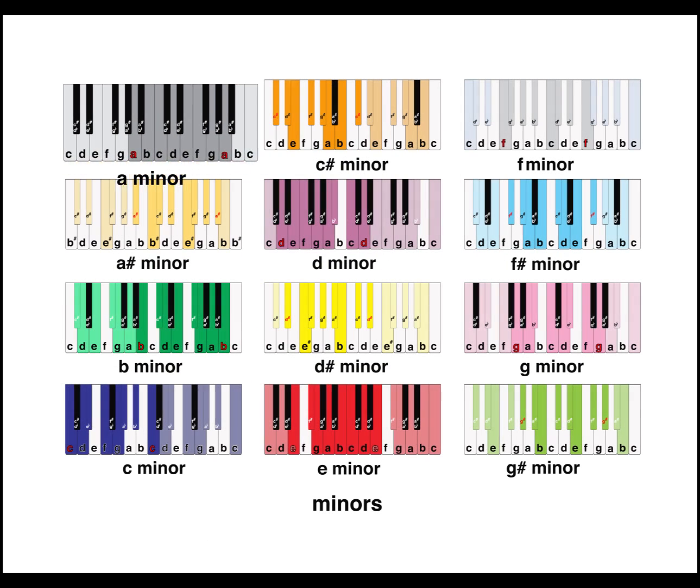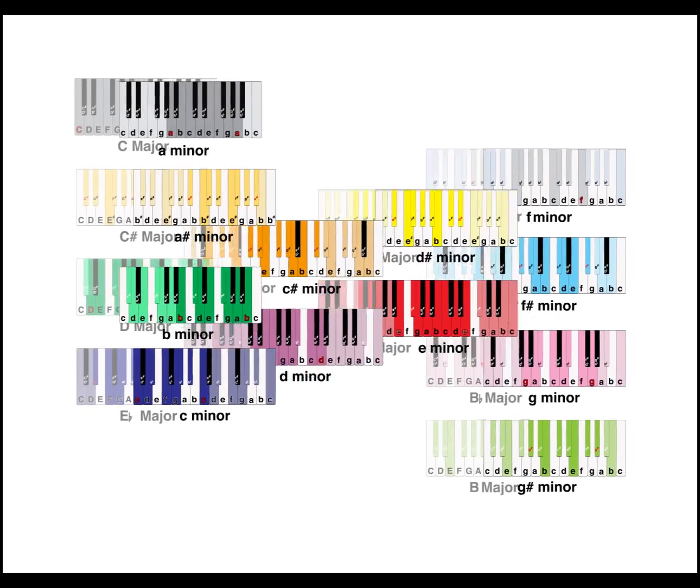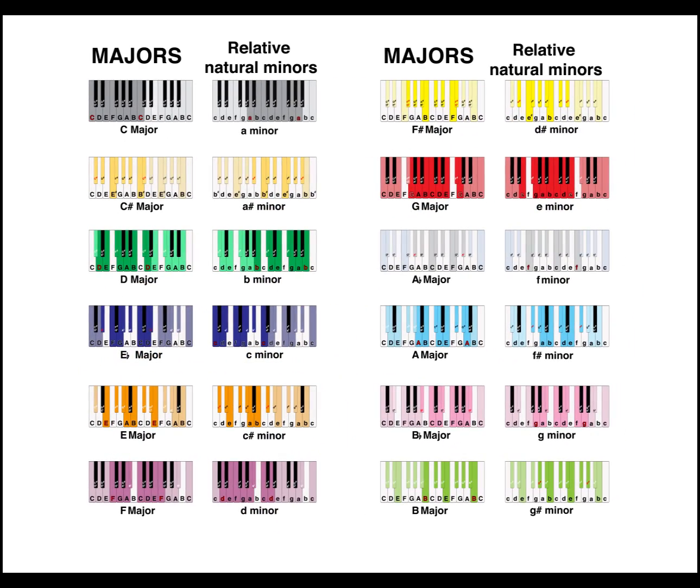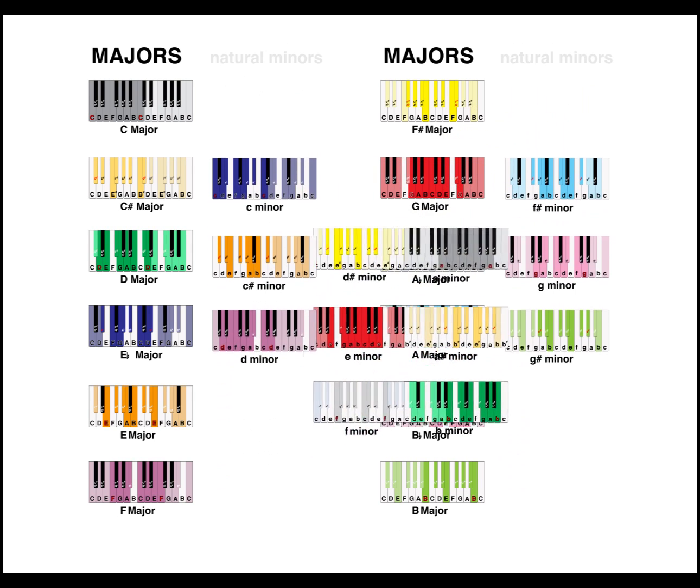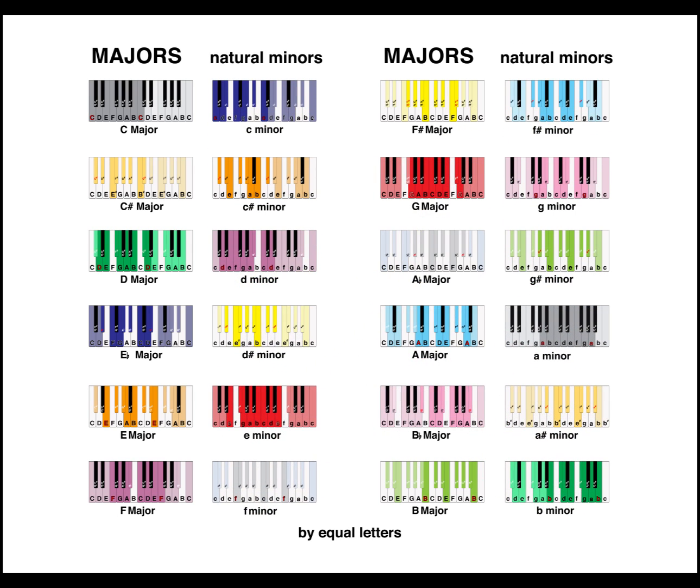So there are 2 ways that we can look at scales. We can look at them in terms of their major and relative minor scales, or we can look at each letter's individual major and minor scales. So in total there are 24 major and minor scales, 12 major and 12 minor.